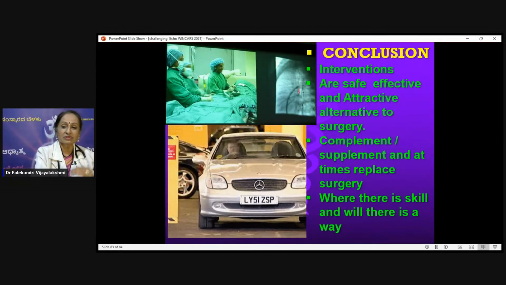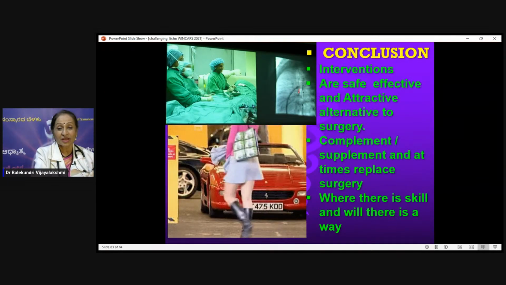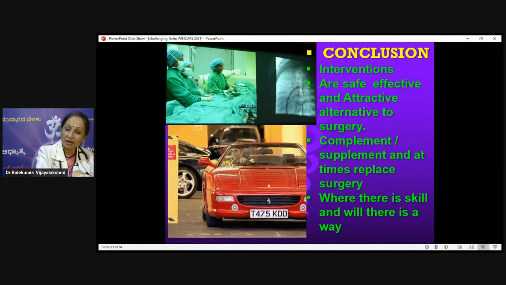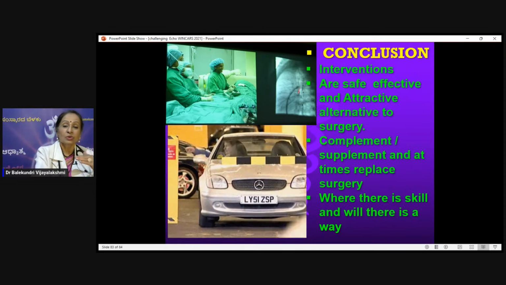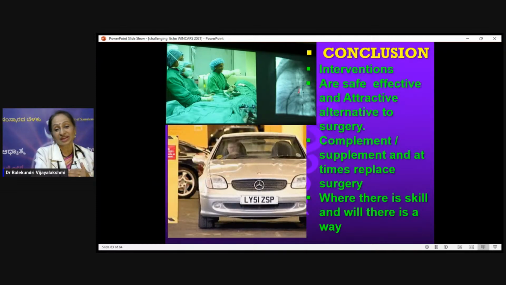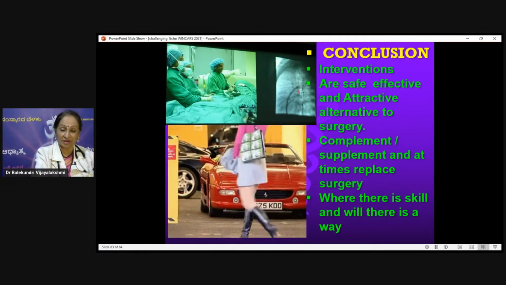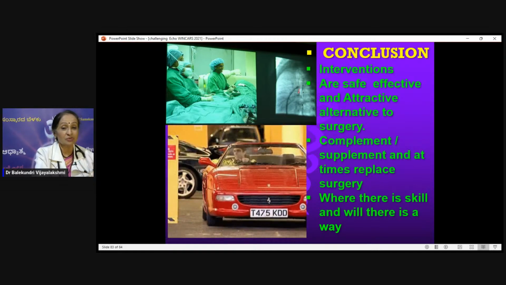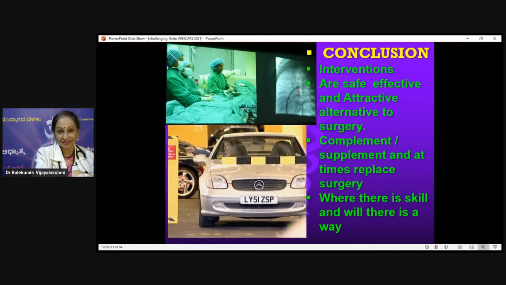So interventions are safe, effective, and an attractive alternative to surgery, and they can complement the surgical treatment, or they can be independent also. Where there is will and skill, there is a way. Even the most difficult things can be done, but there is no chance for you to get distracted. Once you get distracted, that can be a disaster in the cath lab.